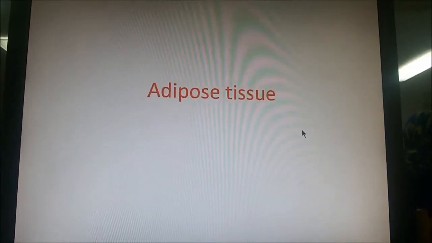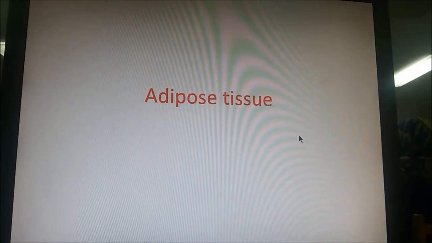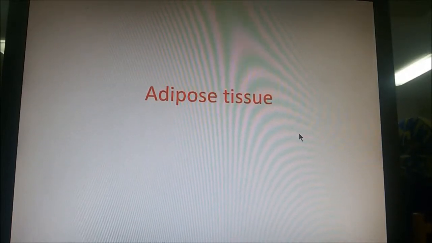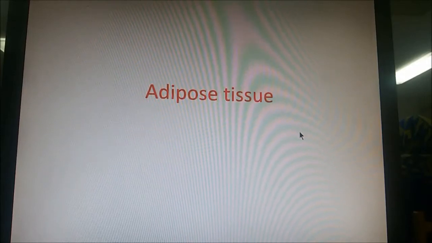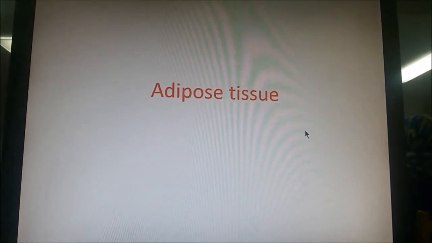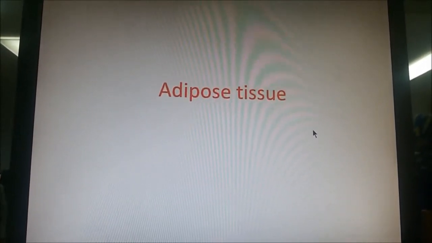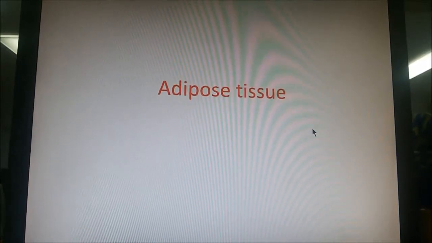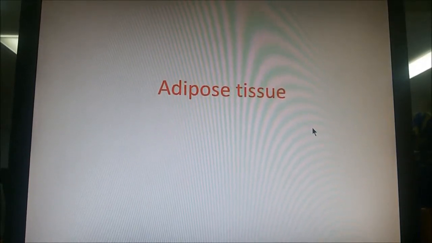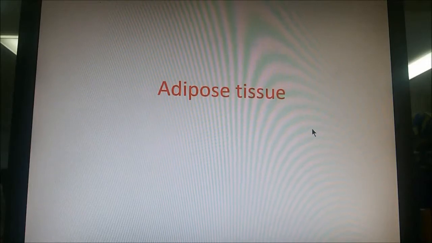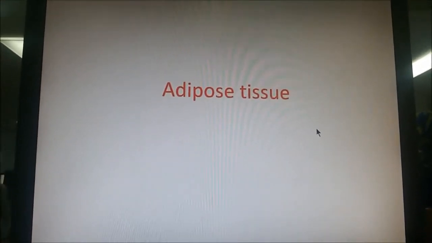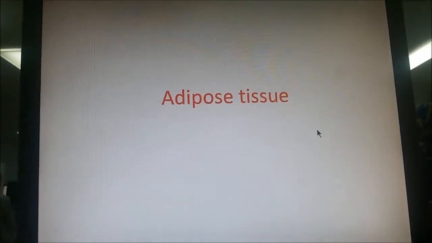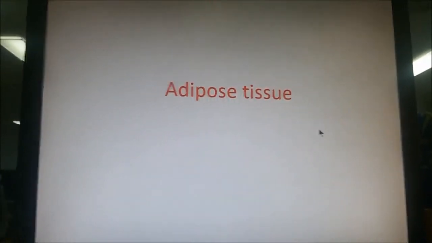Today we're gonna talk about two types of specialized connective tissue. We have connective tissue proper, which we saw last time, the dense and the loose connective tissue. We have specialized types like cartilage, bone, blood, lymphatic. We'll talk about the first two, adipose tissue and cartilage. Let's start with the adipose. Go to the first slide.